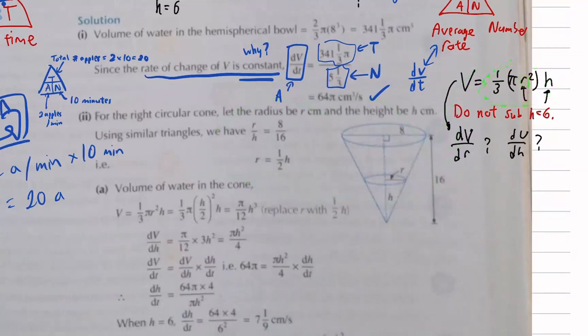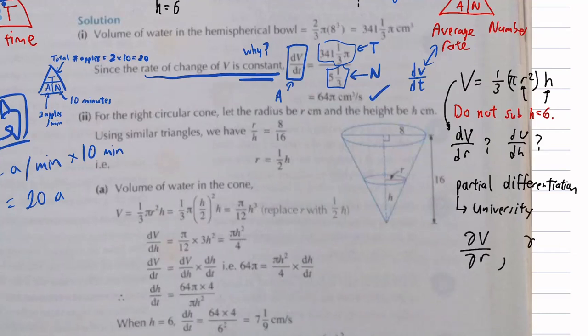In the future, you'll learn about something known as partial differentiation. Future as in not in A Math, not in A level Math. It's only in university. Then you will be able to take partial V over partial R, partial V over partial H. This is a topic known as multivariable calculus, or what we call calculus 3, vector calculus. Don't need to know yet.